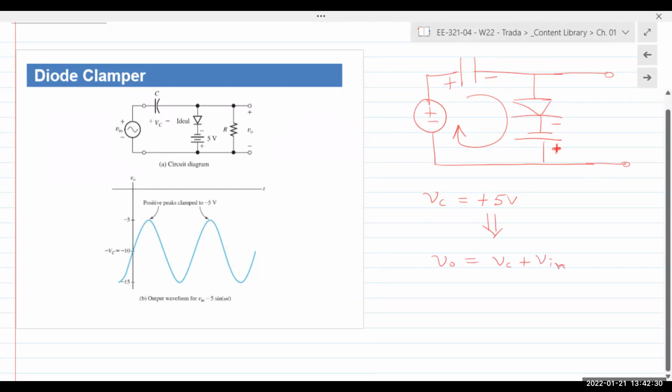Okay, so this capacitor voltage is going to discharge at a very, very slow rate because of the very low time constant. And so that capacitive charge introduces a DC component in the waveform. Okay, and so it clamps the positive peak of the input waveform to minus 5 volts.